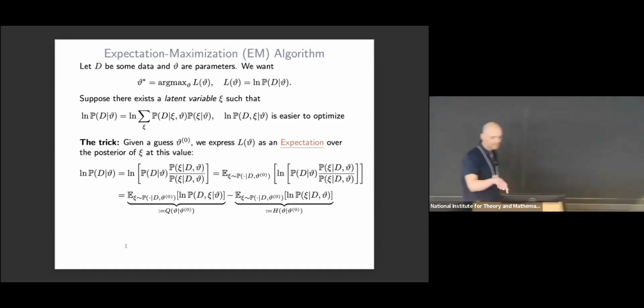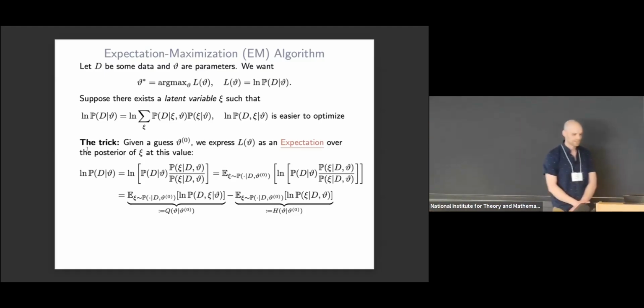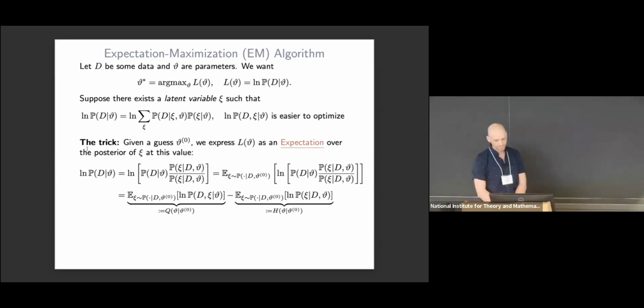We can rewrite this with Bayes' formula and rearranging things. What we get is the log likelihood split up into two terms, where one of them involves the expectation of the log of the joint density of the data and the latent variable, and the other is the predictive distribution of the latent variable.